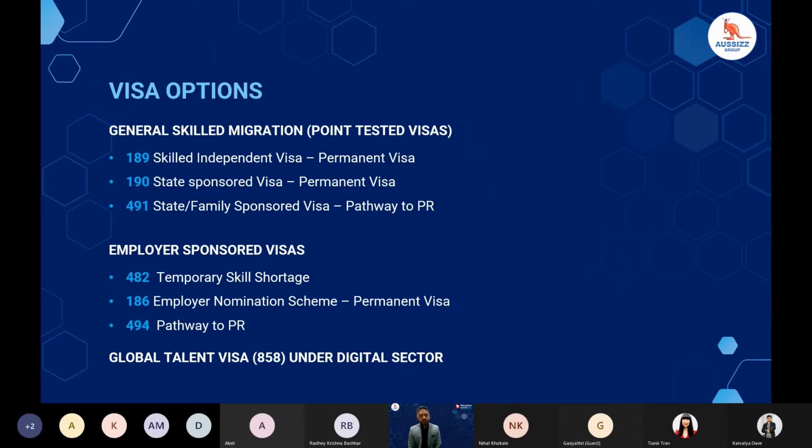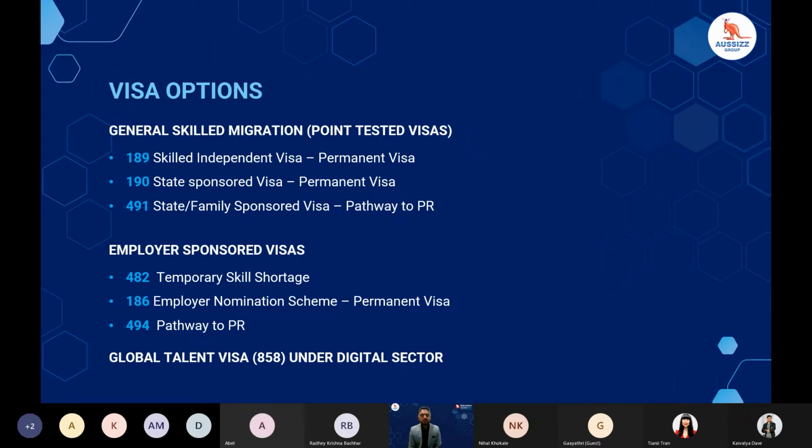Candidates who are applying, who have 3 years of work experience already, have a positive skills assessment in their nominated occupation and minimum competent English, can also apply for a 186 direct entry stream visa. And that's also a permanent visa.